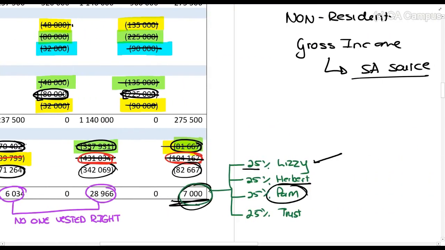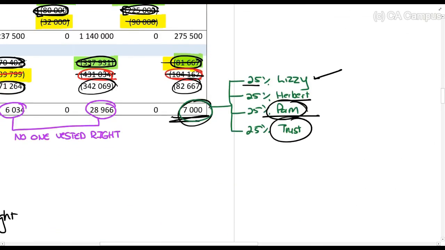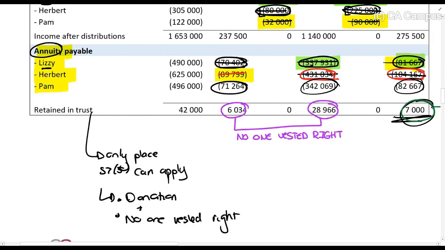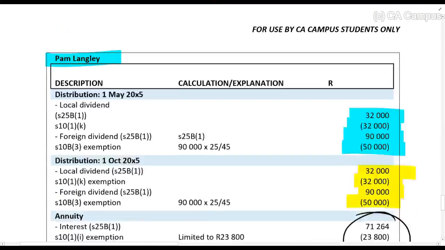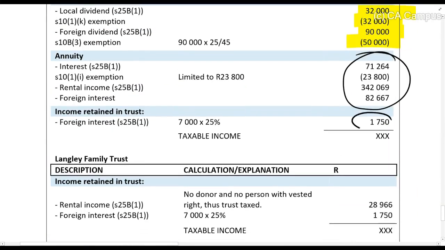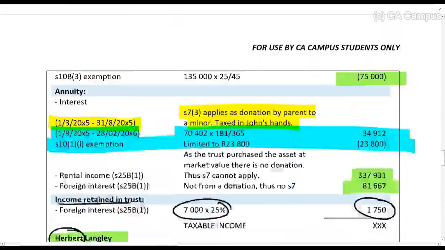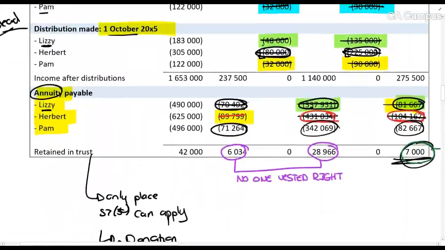And then the last 25%, first one is to Pam. Was there a donation, is the donor alive? No. Who should be taxed on it? Pam. The trust, was there a donation, is the donor alive? No. Who does it belong to? It belongs to no one, so it's kept in the trust. So who should be taxed on that? The trust. Make sure you see there, the trust is taxed on it. So here's Pam, income retained in the trust. Here's the trust, income retained in the trust. We're looking at this one at the moment. There we go.